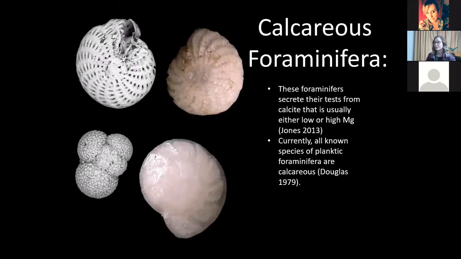The calcareous Foraminifera usually secrete their tests from calcite that is either low or high magnesium, and all forms of planktic Foraminifera that we are aware of today are also calcareous. So at the bottom on the left there, the one that kind of looks like a piece of popcorn that has popped or like a cartoon brain or something, that would be your planktic Foraminifera.